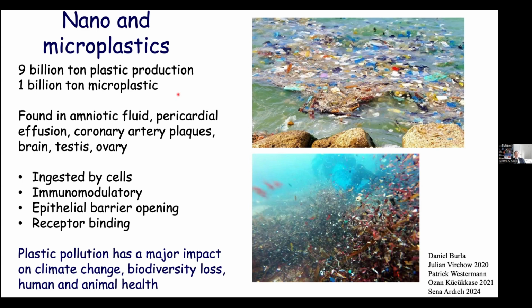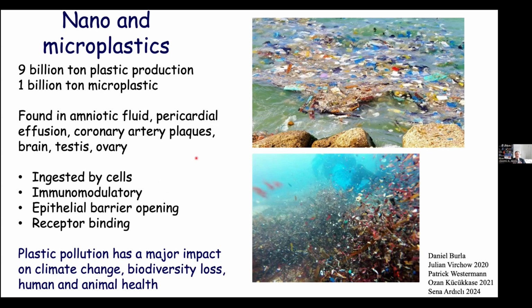When we started to detect 1 nanogram of plastic, then the papers came one after the other. It is found in amniotic fluid, pericardial effusion, coronary artery plaques, and brain, testis, ovary. So plastic is ingested by cells. It is immune modulatory, opens the epithelial barrier, and binds to receptors. And plastic pollution comes together with the forever chemicals like PFAS and bisphosphonates and also phthalates. And these substances are even more toxic and carcinogenic. So it has a very major impact.